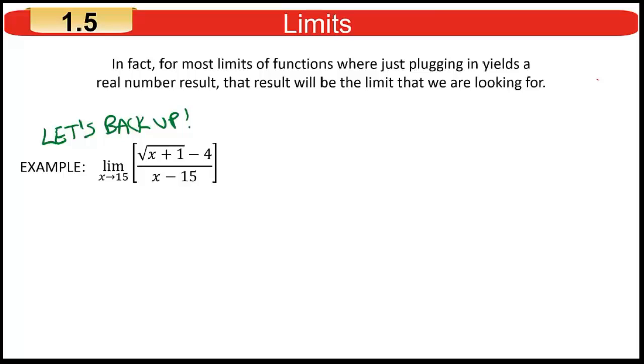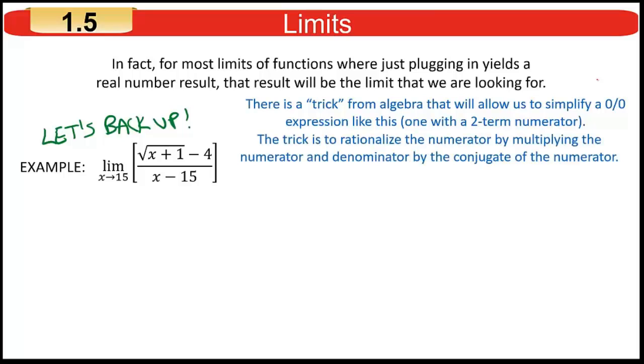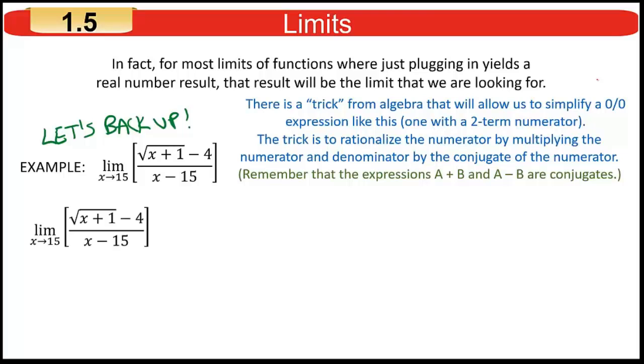the numerator of that expression. You've got a two-term numerator, and the trick is to multiply the top and the bottom of that expression by the conjugate of the numerator. What is the conjugate? It's what you get by changing the middle sign. So if there's a plus in the middle, you change it to a minus. If there's a minus in the middle, you change it to a plus. So in particular, the trick here is to multiply the numerator and denominator by the conjugate of the numerator.